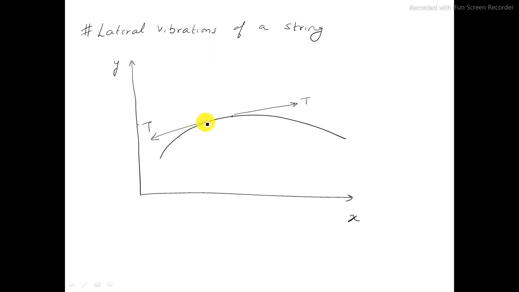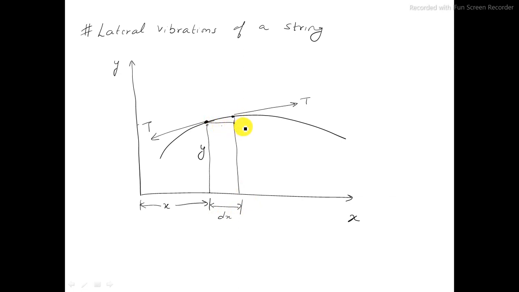So let's say we have this element of the thread from this point to this point, and suppose that this element is starting at a distance of x horizontally, and there is a distance of y in a vertical direction. After a distance of dx, one more distance here, this element has a length of dx.